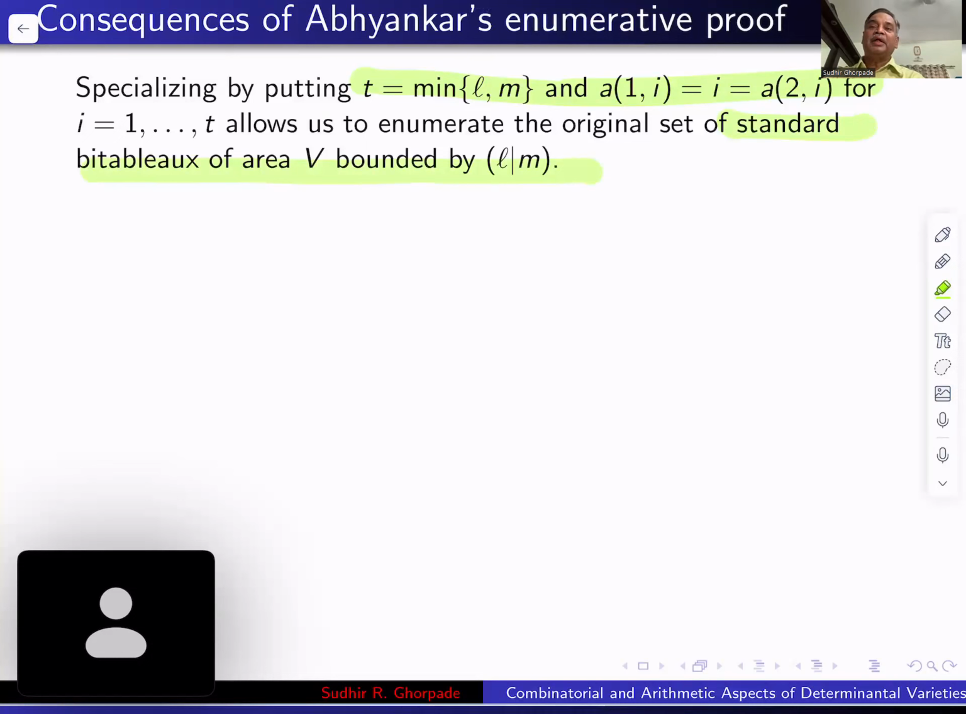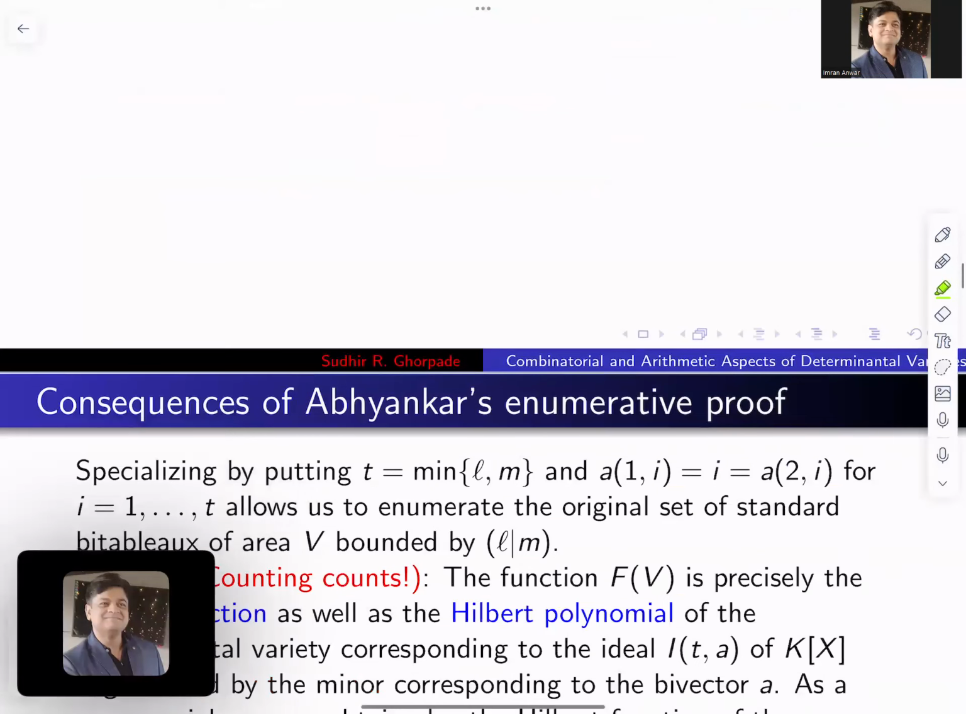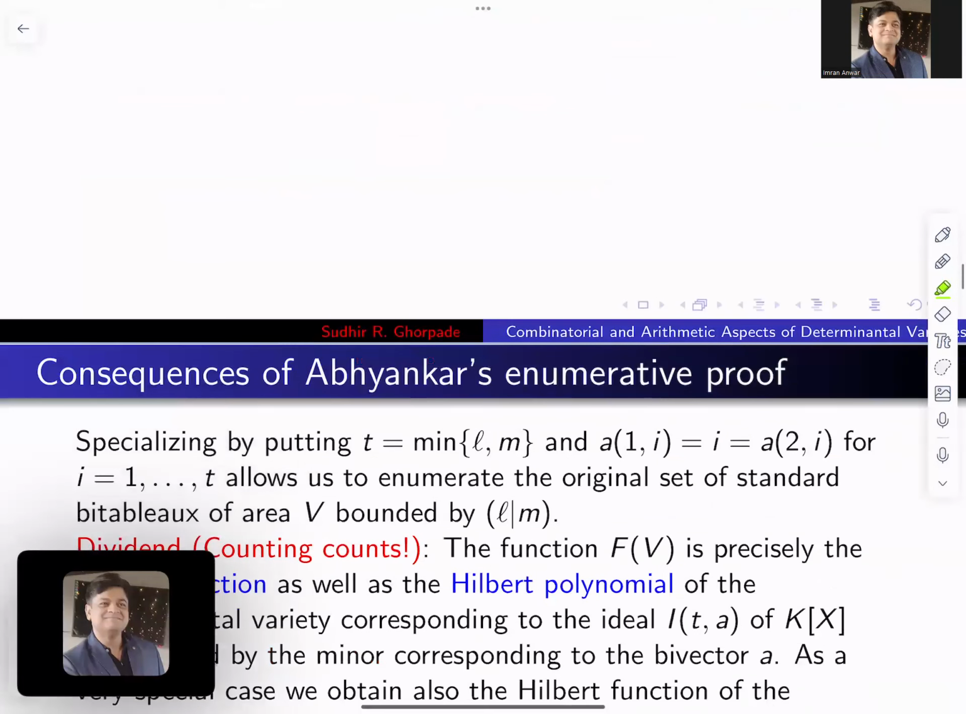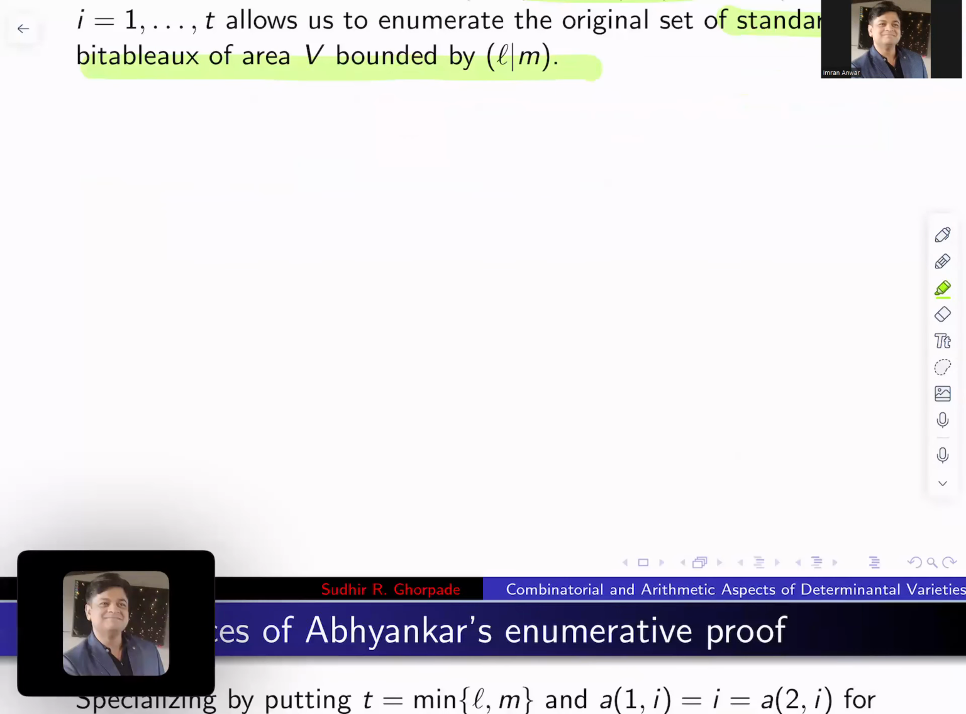Am I still connected and audible? Yes, you are connected. Professor Sudhir, this is the right time to ask how Abhyankar was dealing with the straightening law properties in the previous slide when you were explaining.